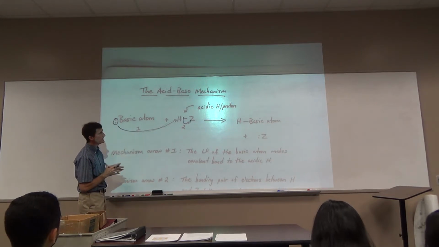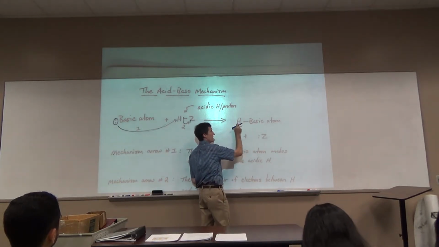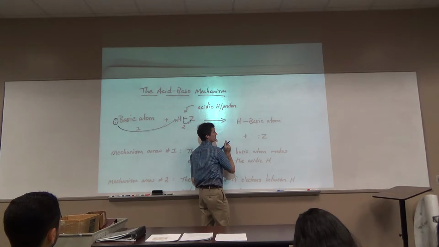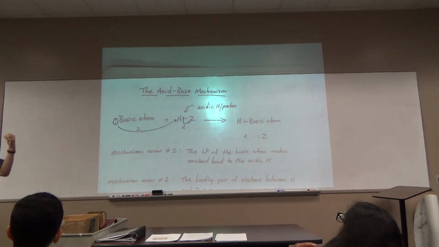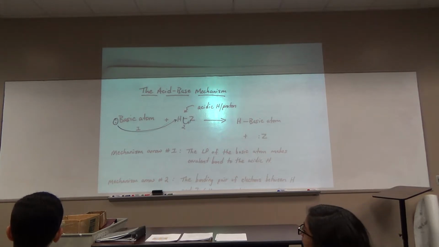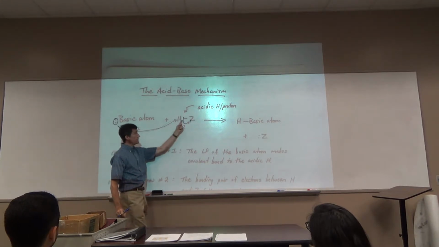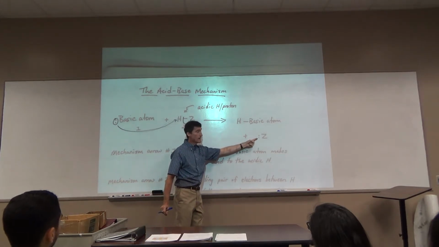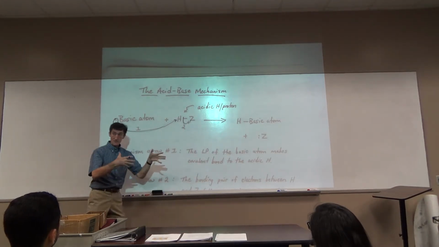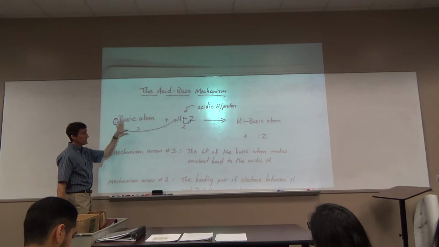What do the arrows mean? This is now bonded to the H, and that's right here. The basic atom is now bonded to the H. That's two electrons, right? Covalent bond, two electrons. Those two electrons used to be what over here? A lone pair. The lone pair is now a bonding pair to the H. This bonding pair did what? It moved onto the Z as what? As a lone pair. So it went from being a bonding pair to a lone pair. The arrows have to mean something for you.